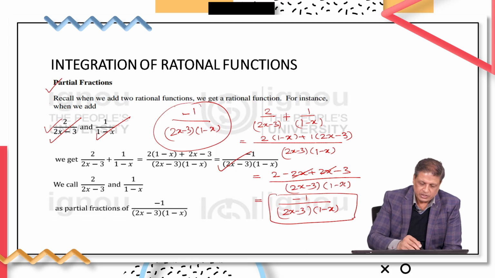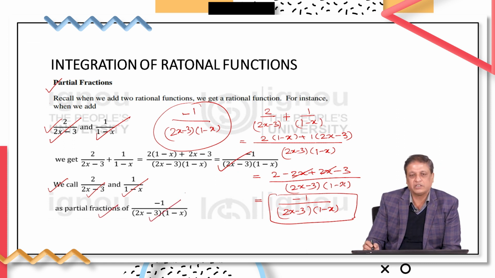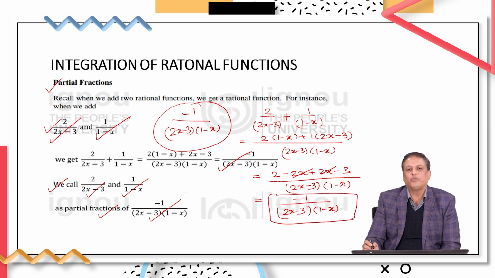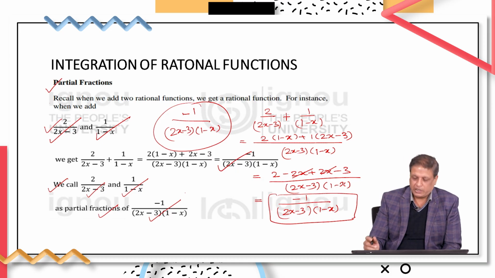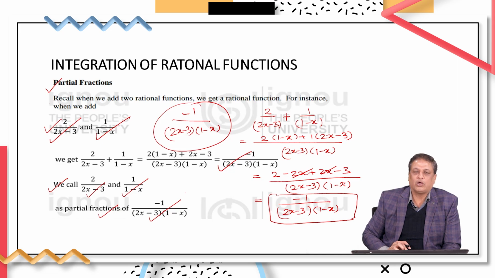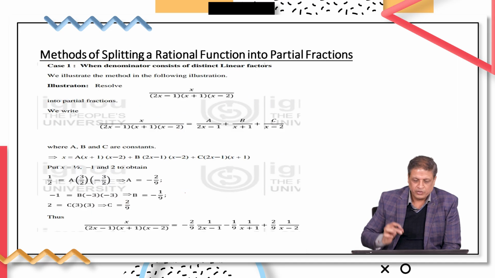So, you can say that we can call 2 upon x minus 3 and 1 upon 1 minus x as partial fractions of minus 1 upon (2x minus 3) into (1 minus x). I hope you understand what we mean by partial fractions, but more clarity will come when we solve the numericals. But for the sake of understanding, just understand that these two are the partial fractions.